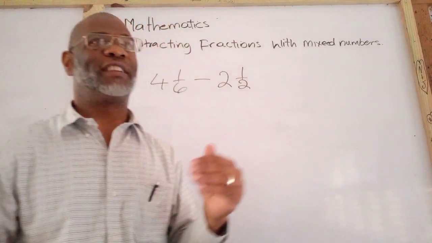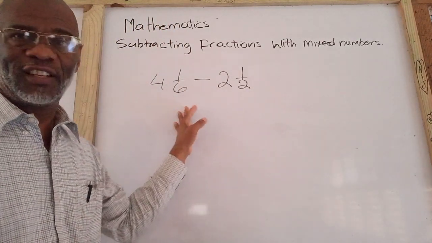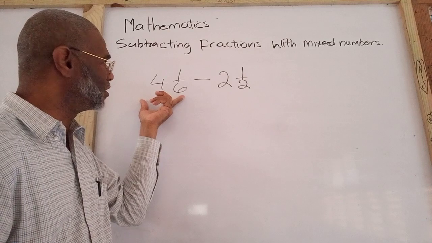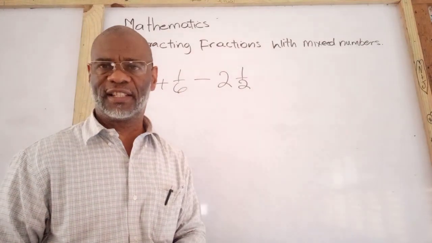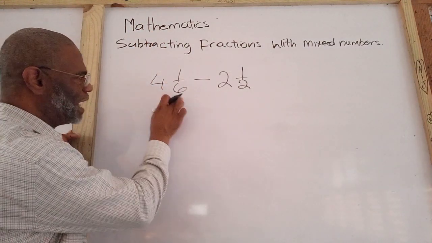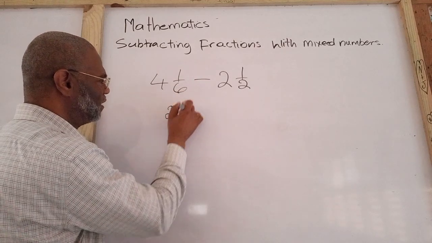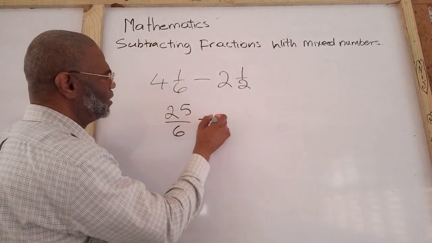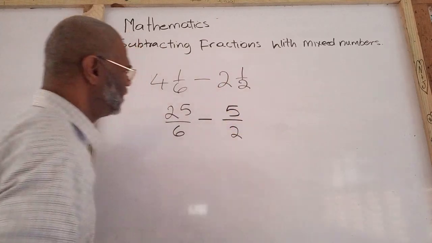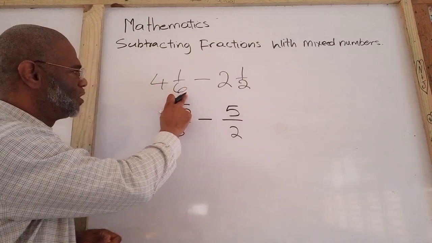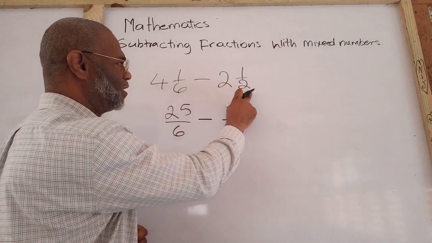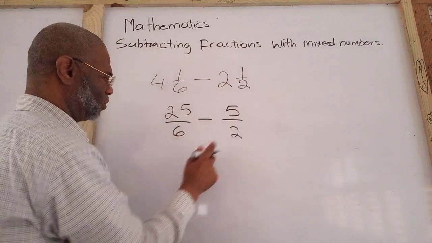All right. So that's why I advise that when you're adding or subtracting fractions, you convert your mixed fractions to improper fractions. I find that you make fewer mistakes that way. Alright? So we say 4 times 6 is 24 plus 1, that's 25 over 6. Minus 2 times 2 is 4 plus 1, that makes 5 over 2. Let's go again. So 4 times 6 is 24. 24 plus 1 is 25 over 6. Minus 2 times 2 is 4. 4 plus 1 makes 5 over 2.